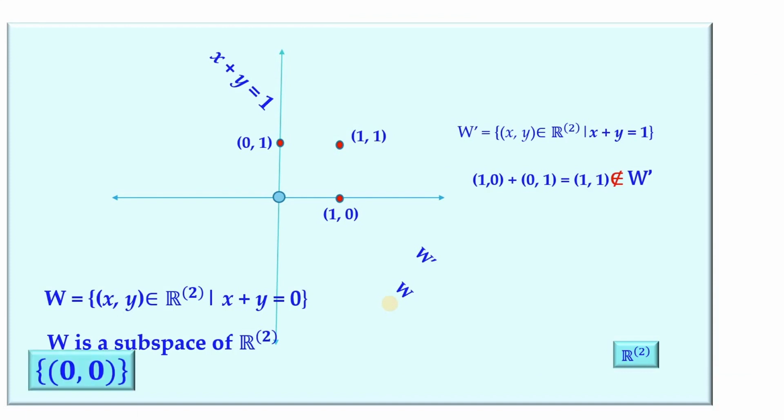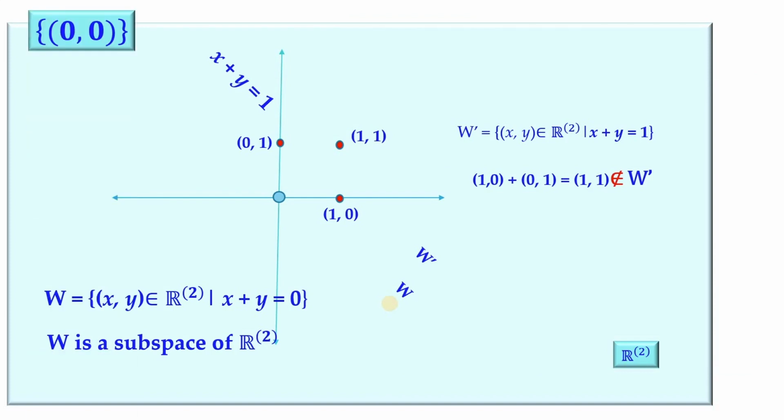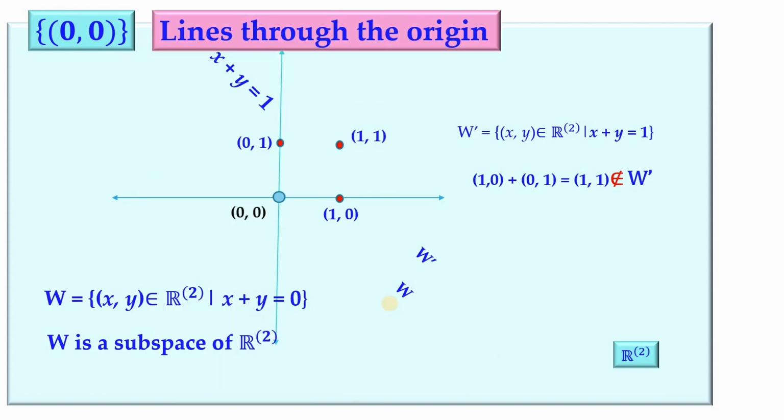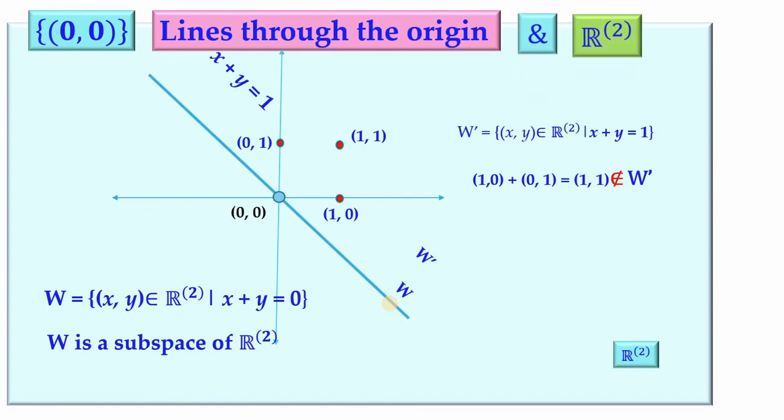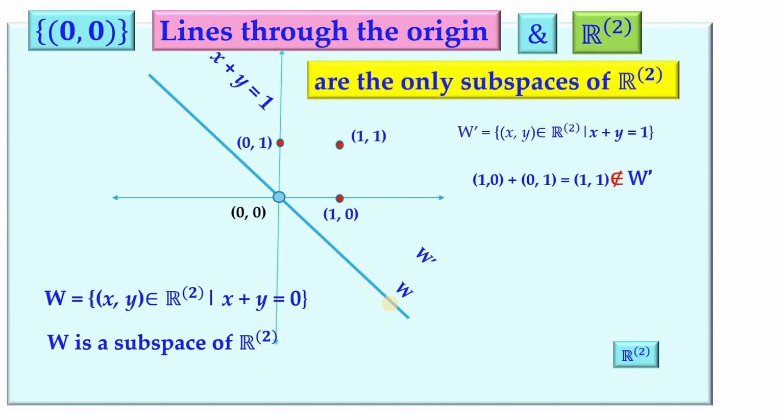Now in R2, when we consider singleton 0, that is the vector with first and second components 0 and 0, an ordered pair, this singleton (0,0) is a subspace of R2. Then lines through the origin are all subspaces of R2, and R2 itself is a subspace of R2. So these are the only subspaces of R2.